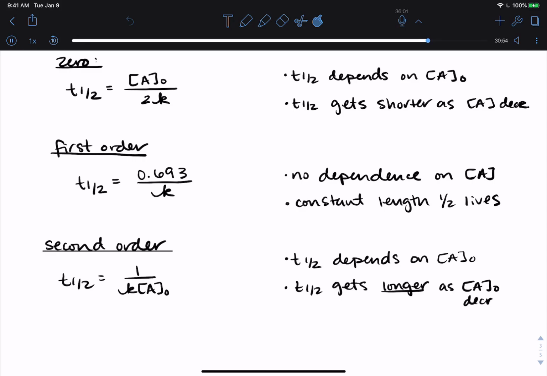So if this is a radioactive waste that decays by second order kinetics for some reason, this is really bad, right? As your amount goes down, it takes you even longer. So it takes a lot longer for all of it to go away if it's going by second order kinetics.